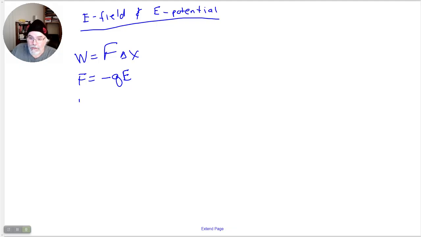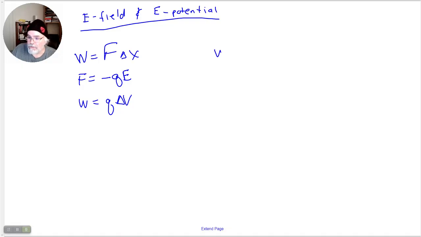Finally, we learned that work in moving a charge Q through a potential delta V is Q delta V. Fantastic. Now, we want to put this all together to come up with the relationship between electric field and potential.